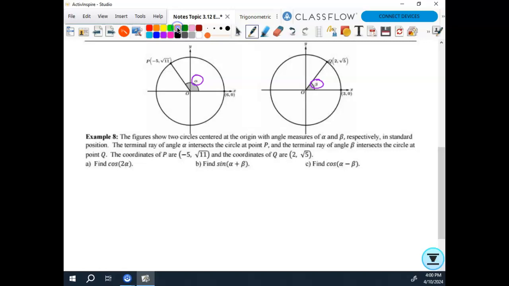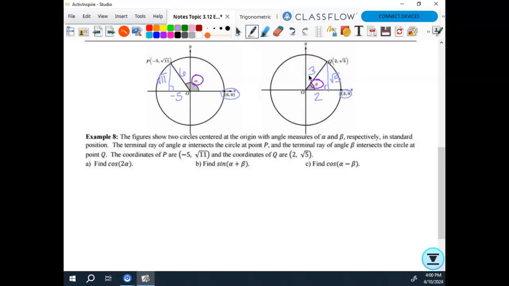Okay, we've got our little ordered pairs there, so I'm going to draw in this triangle. So this means I know that this is -5, this is the square root of 11, and this is 6. I'm going to draw this in. You always draw it to the x-axis. This is 2. This is the square root of 5. The radius is 3.